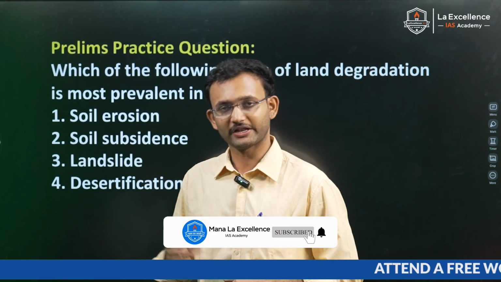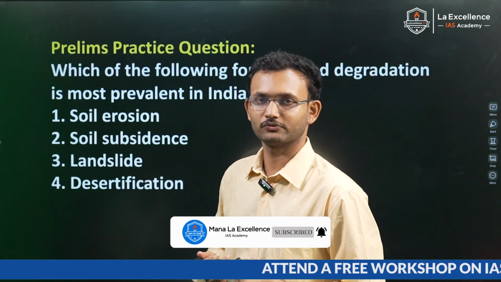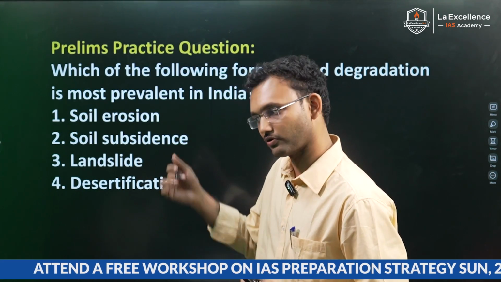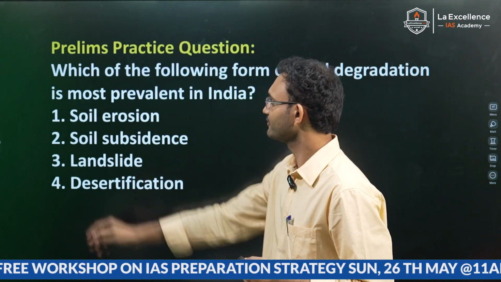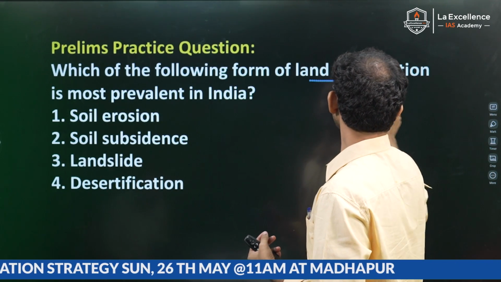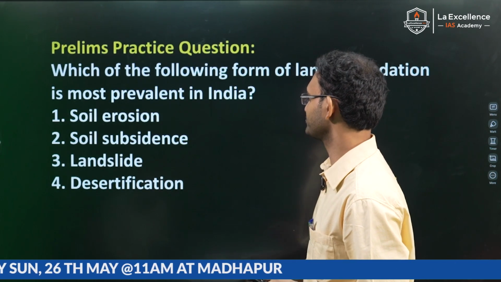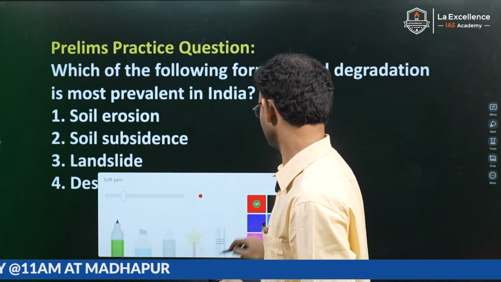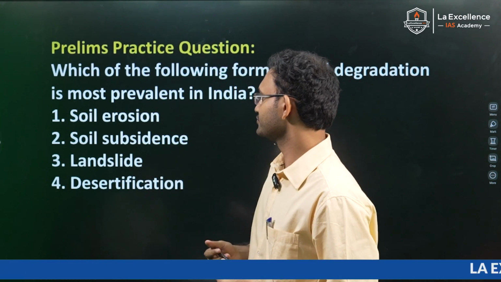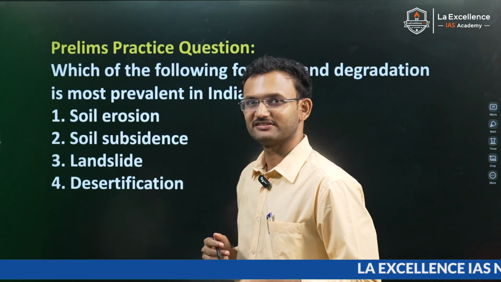So, at the end of the video, you should be able to answer this question. If you're able to do that, comment in the comment section right now. The prelims question says, which of the following forms of land degradation is most prevalent in India? The options are soil erosion, soil subsidence, landslides, and desertification.